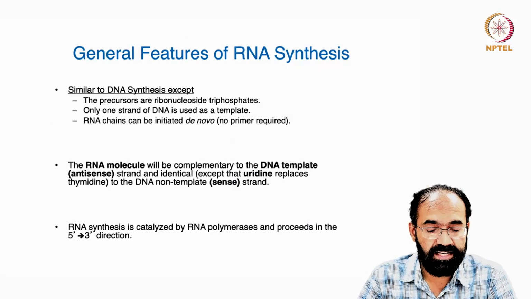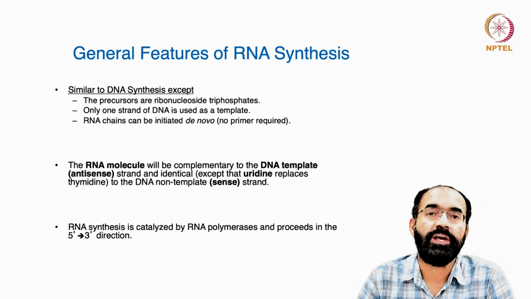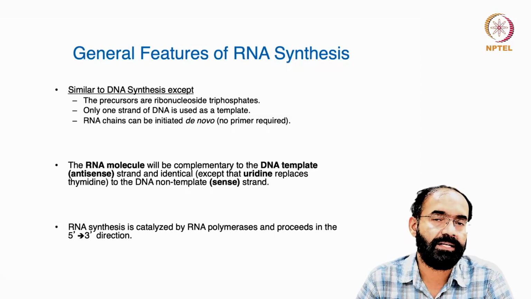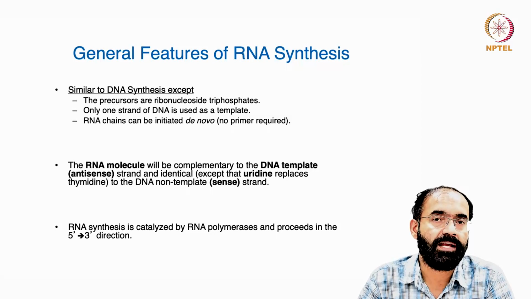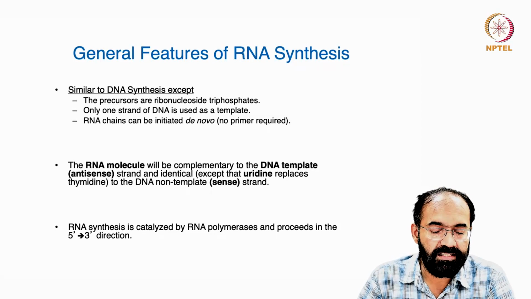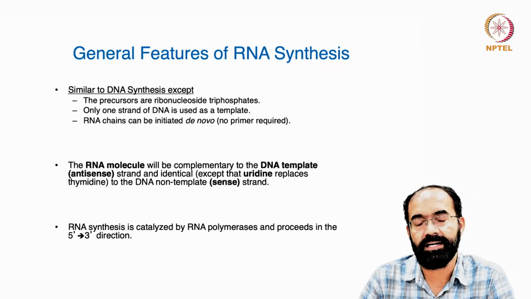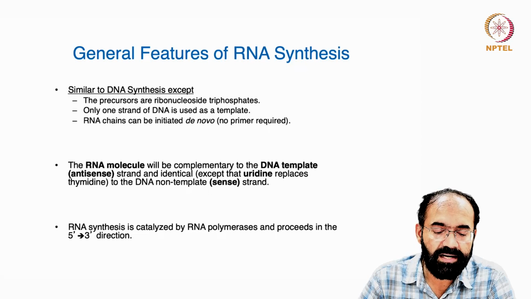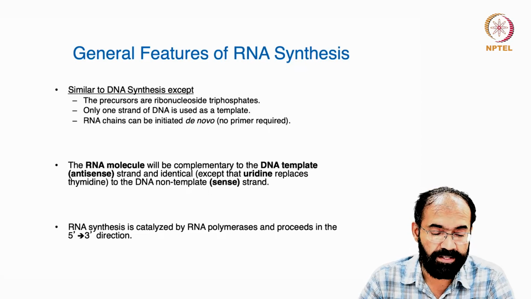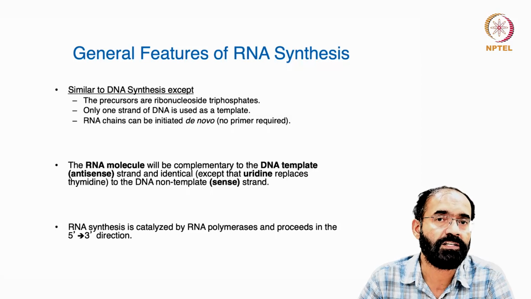Now, if you look at the general features of RNA synthesis, it is very much similar to that of DNA synthesis. That means in DNA synthesis, both the strands act as the template. It has to make a copy of itself. So the precursors are ribonucleoside triphosphates, unlike deoxyribonucleoside triphosphates in the case of DNA synthesis, because here we are producing RNA. Only one strand of DNA is used as a template, another difference. And RNA chains can be initiated de novo. That means no primer is required, because genes can be located in different parts of the genome.